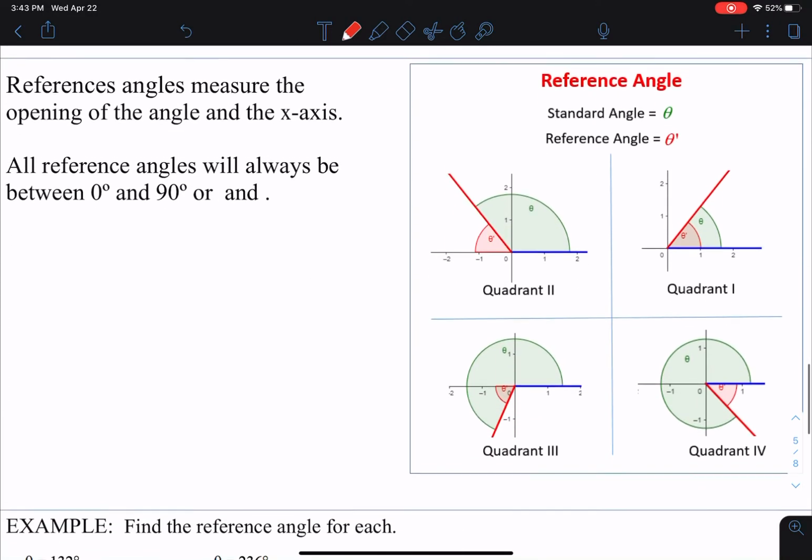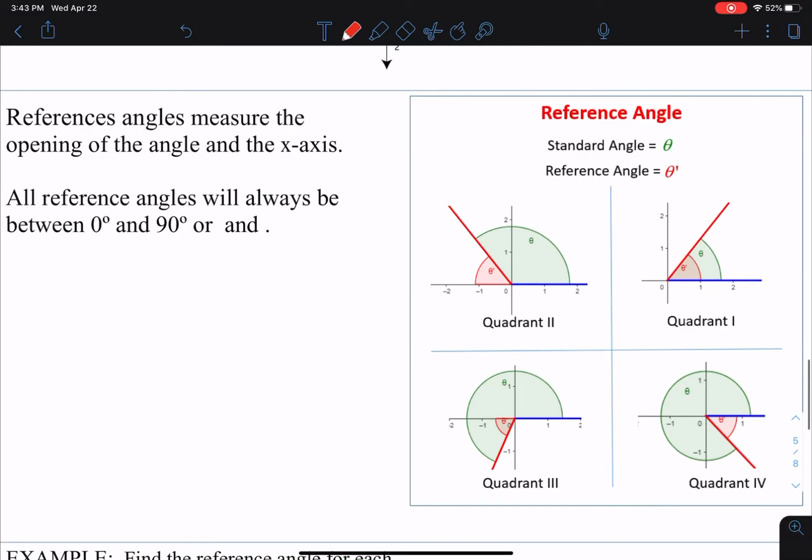Reference angles. A reference angle measures the opening between the angle and the x-axis. So all reference angles will always be between 0 and 90 degrees, or between 0 and pi over 2, because 0 degrees is the same thing as 0 pi, and 90 degrees is the same thing as pi over 2. Okay, so you look at this angle here.